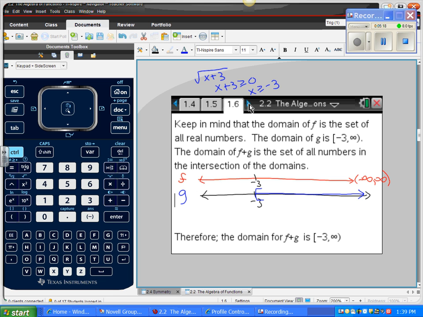So if I want the domain of f plus g, it's everything that they have in common. Now what they have in common is going to be everything from this point of negative 3 back this way. Okay, so their domain is going to be everything from negative 3 to positive infinity. So it's what they have in common. It's their intersection. Okay.